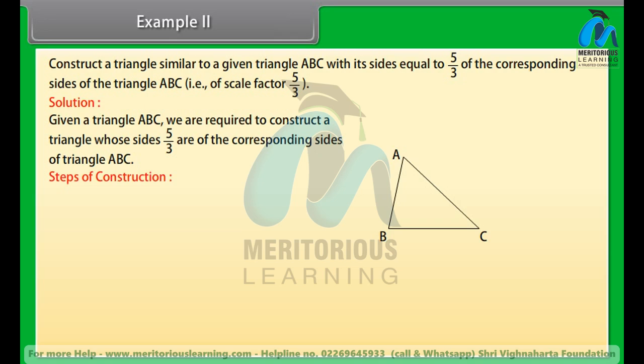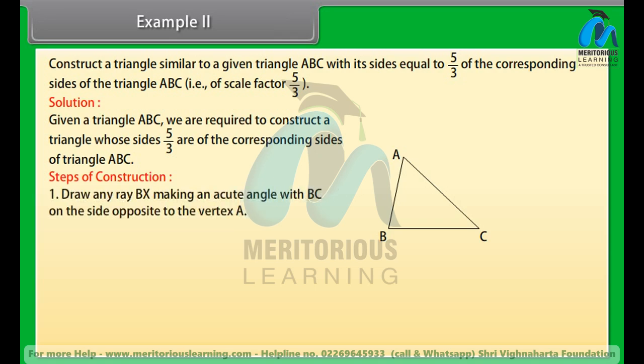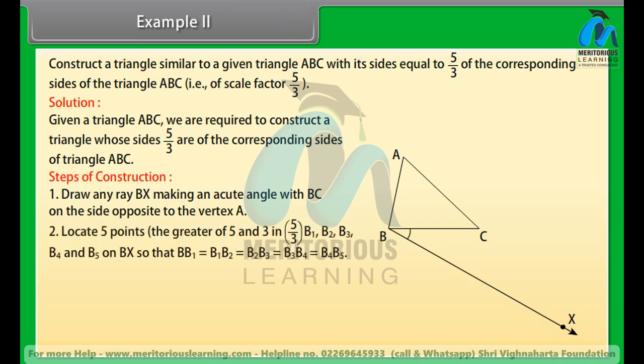Steps of construction. Draw any ray BX making an acute angle with BC on the side opposite to the vertex A. Locate 5 points, the greater of 5 and 3 in 5 by 3, B1, B2, B3, B4 and B5 on BX so that BB1 is equal to B1B2, which is equal to B2B3 equals B3B4 equals B4B5.